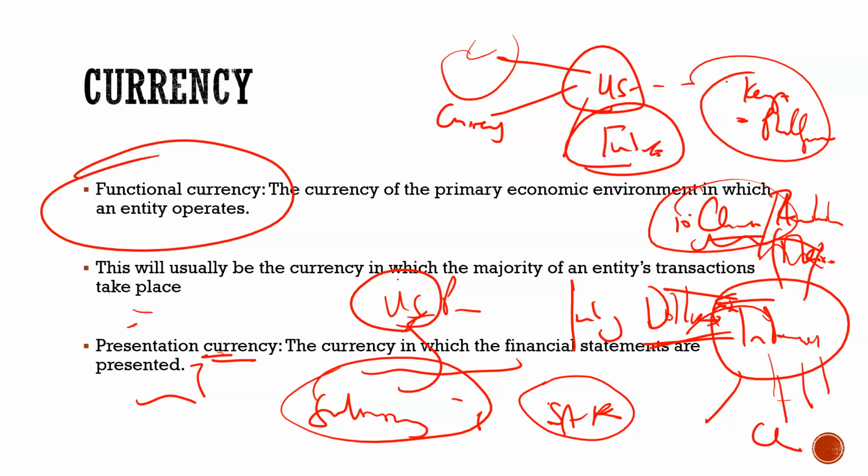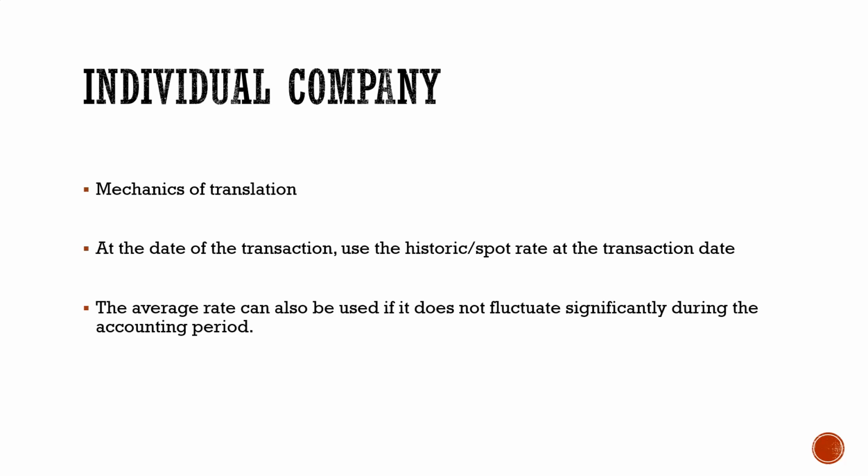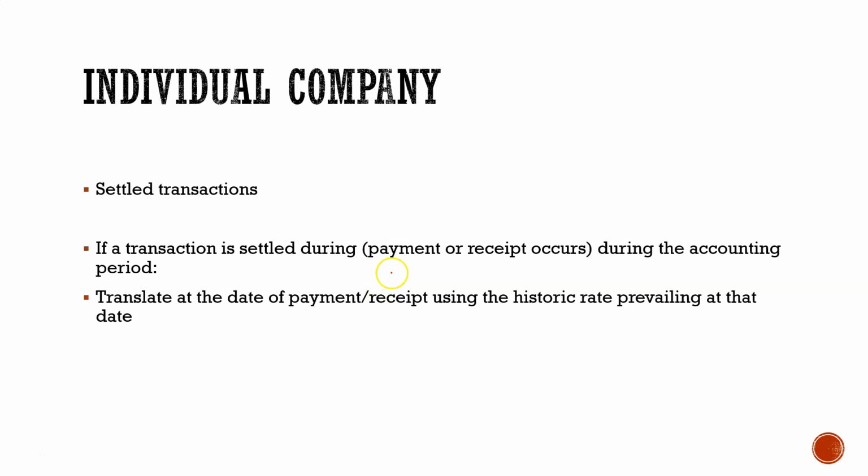That's where we are. So those are the main points. Key point here, in terms of the mechanics of translation: at the date of the transaction, you use the historic spot rate at the transaction date, right? I could use that if I know the spot rate, but I could also use the average rate if I don't see a lot of fluctuation. It's giving you options to go with.